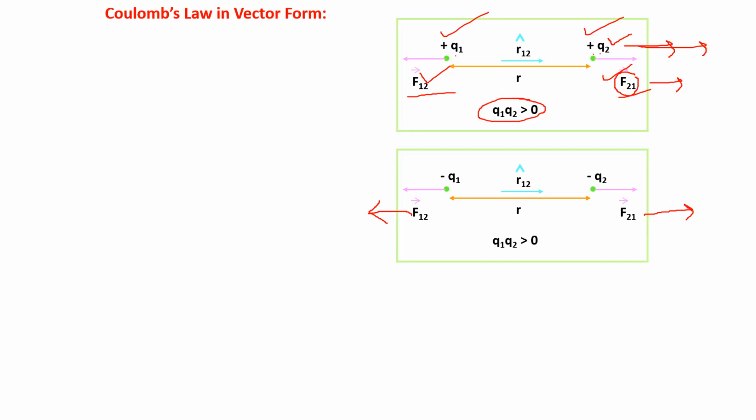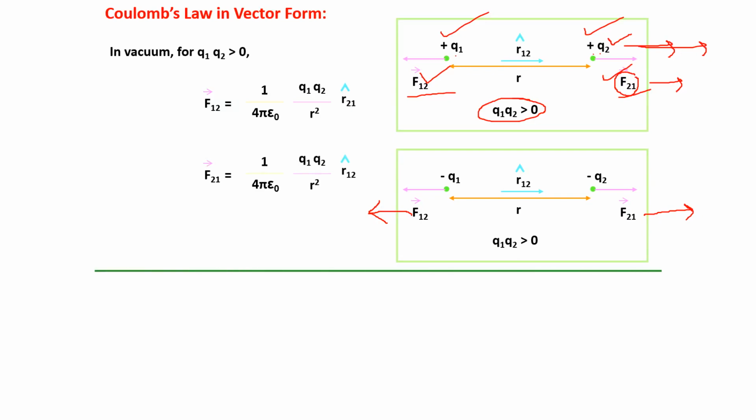Now this F12 is equal to 1 upon 4 pi epsilon naught Q1 Q2 upon R square, and we are writing here in vector form. So this is the magnitude, and R21 cap means from 2 to 1. F12 is along this direction, and R21 is also along this direction.